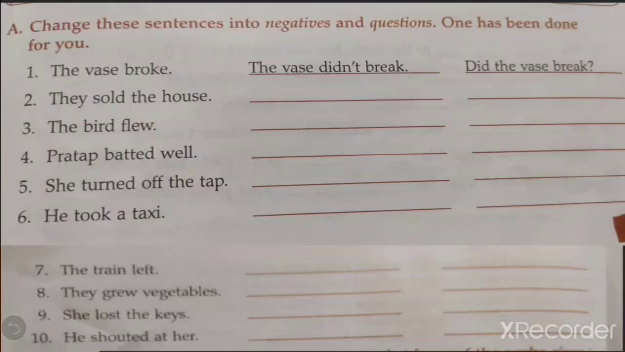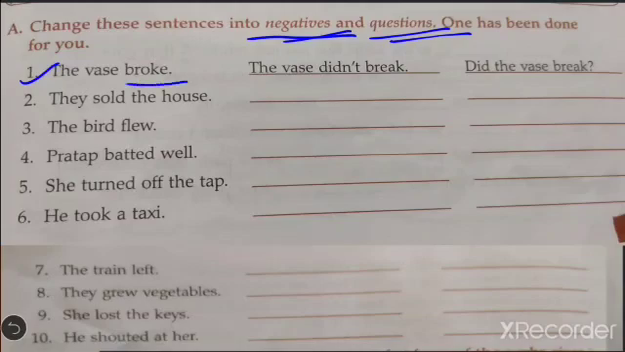It's based on simple past tense. Change these sentences into negative and questions. You have to change these affirmative sentences, positive sentences, into negative sentences and question sentences. Now look at the first sentence. It's already done here. The vase broke.